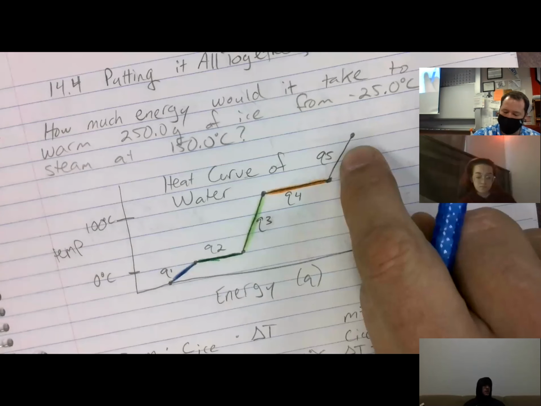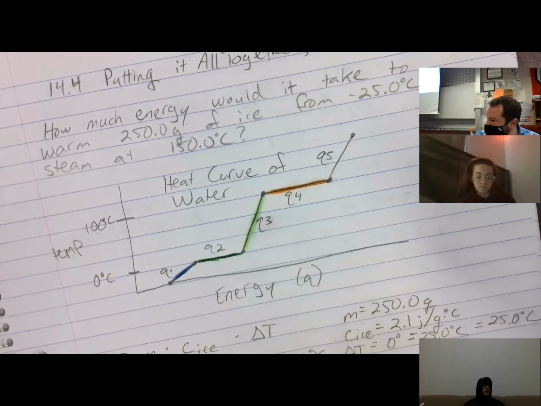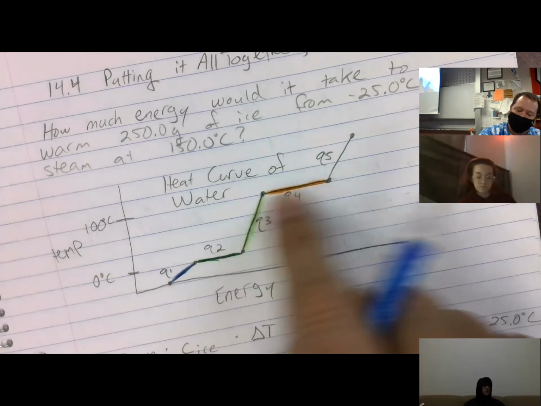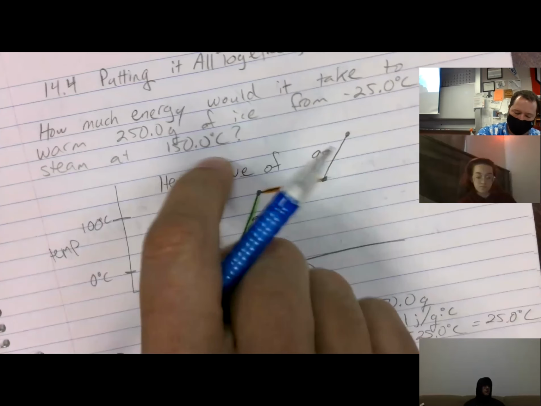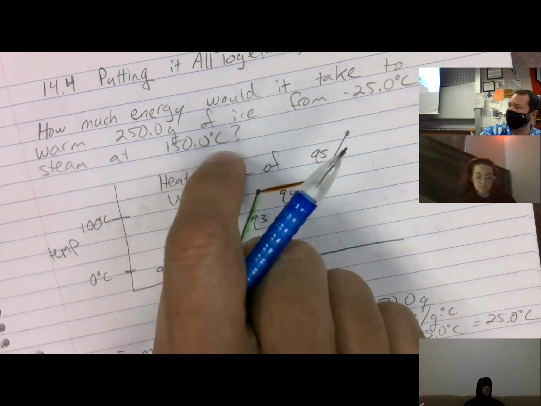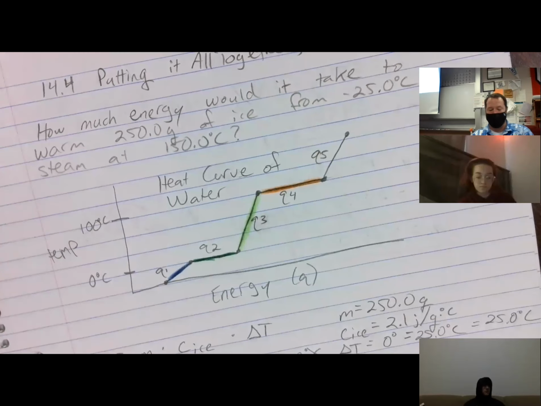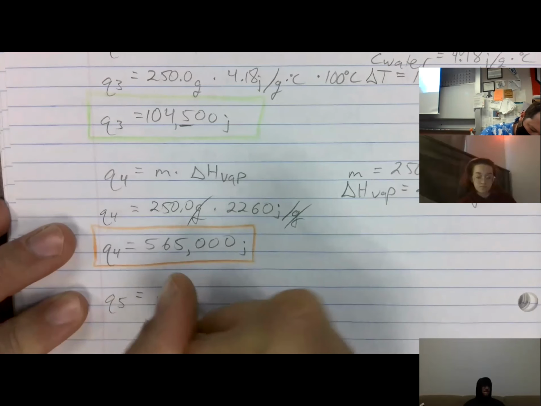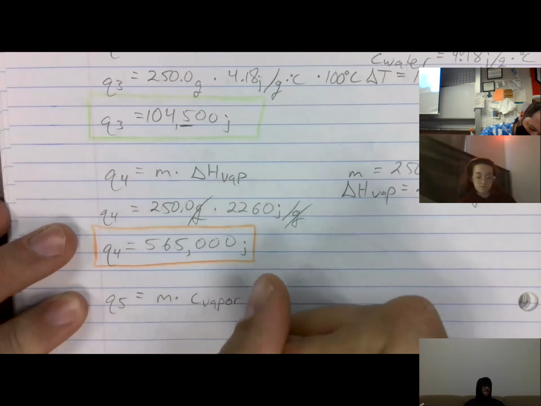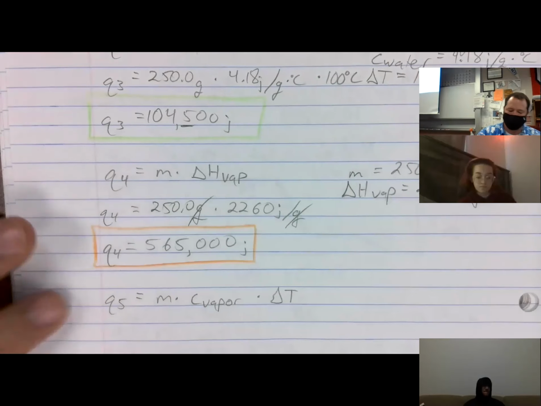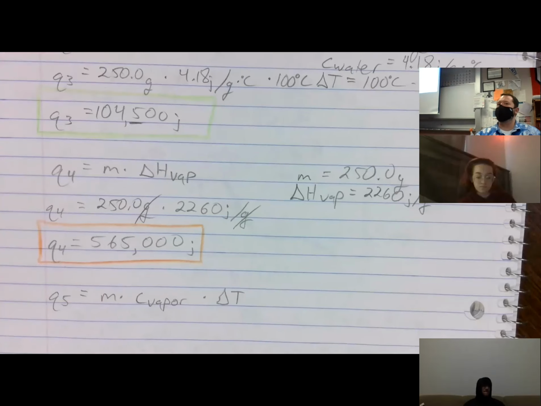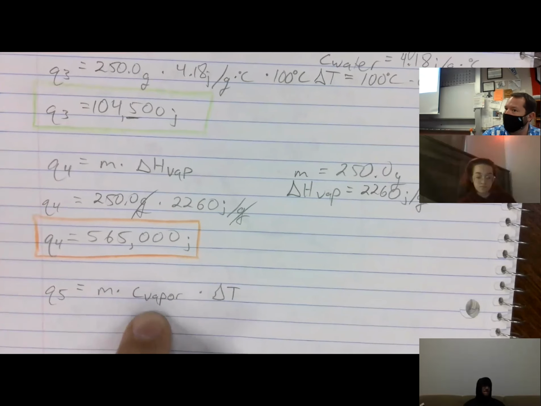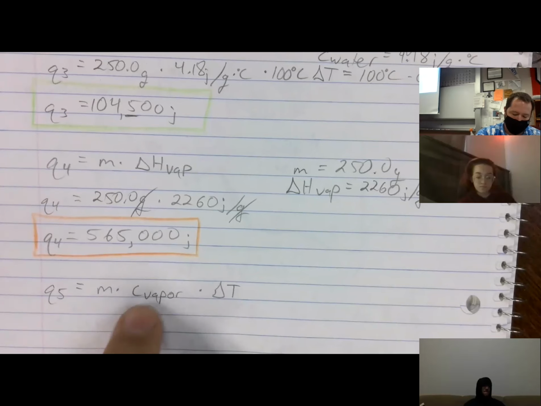And finally, last thing we need is our Q5. Now that we've got that steam, that water vapor, we have vaporized that water. Now we need to bring it up to our final temperature. We want to take it to 150 degrees Celsius. So let's calculate that final amount of energy. Same exact formula that we used for Q1 and Q3. Really the only difference is that our specific heat is a little bit different. We've got a unique specific heat for vapor.